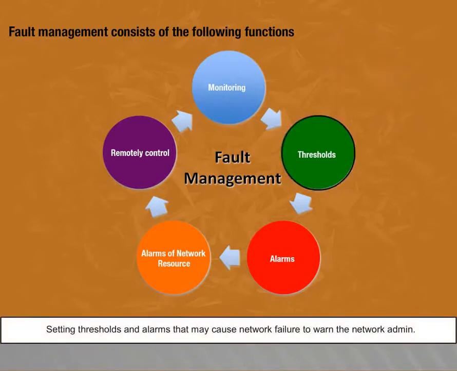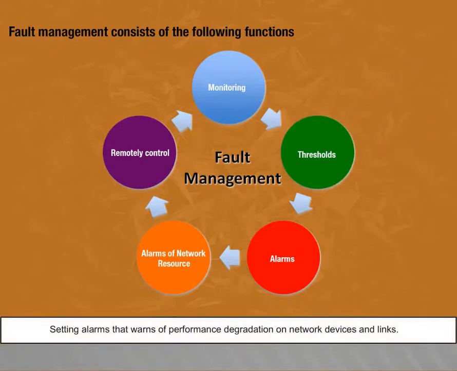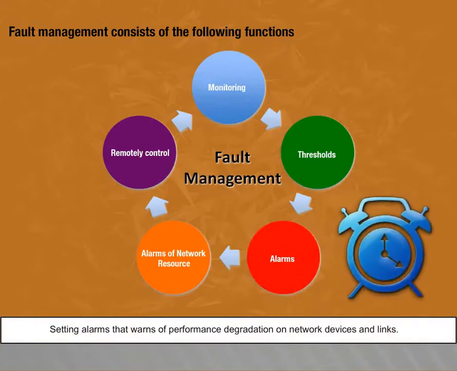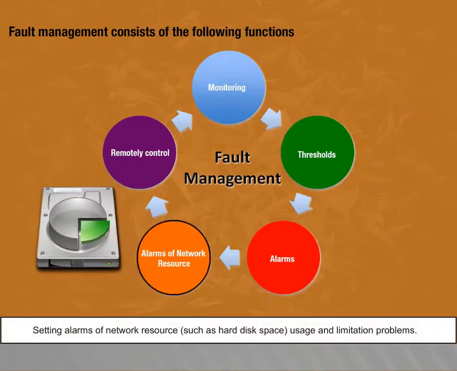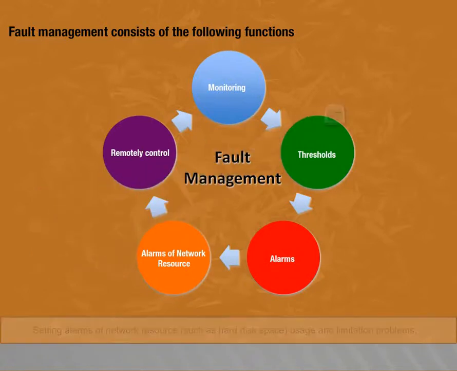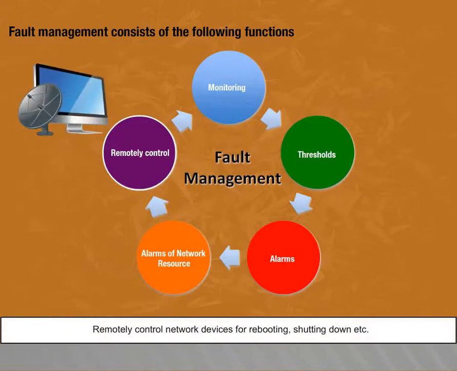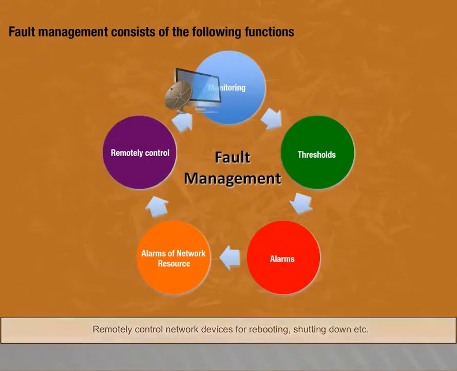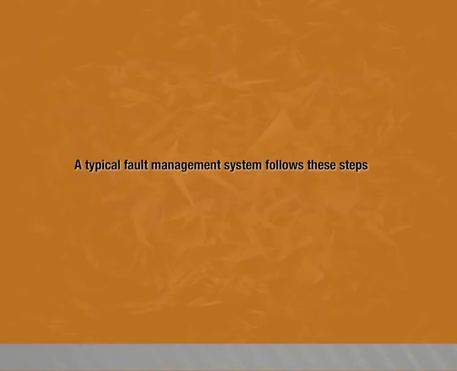Setting thresholds and alarms for conditions that may cause network failure to warn the network admin. Setting alarms that warn of performance degradation on network devices and links. Setting alarms for network resources such as hard disk space, usage, and limitation problems. Remotely controlling network devices for rebooting, shutting down, etc. A typical fault management system follows these steps.